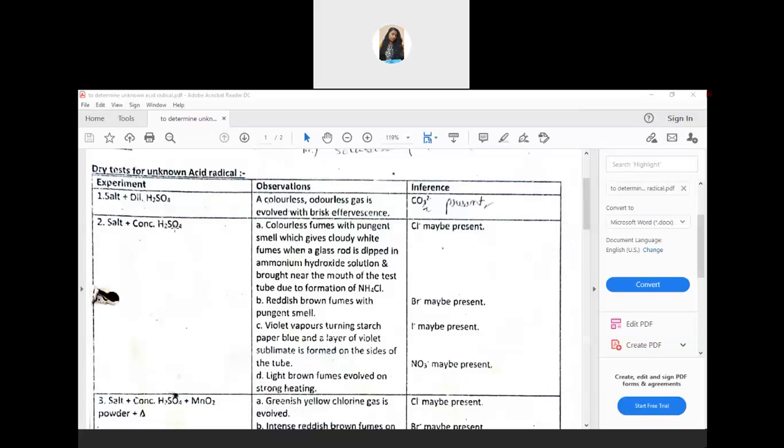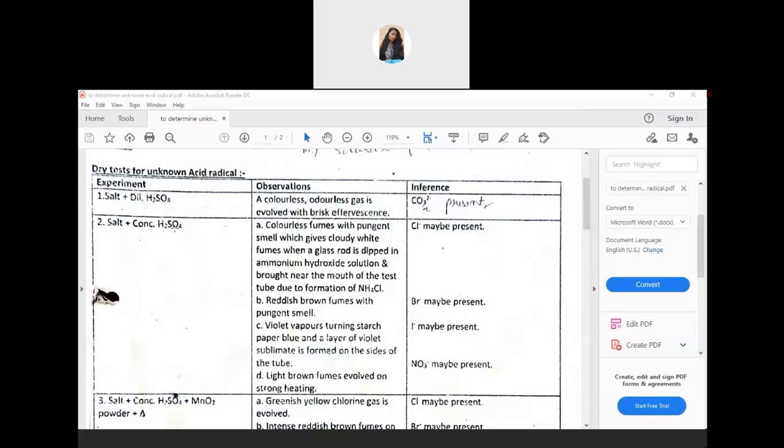If colorless fumes are coming from the test tube, that means chloride may be present. Got it? If reddish brown fumes are coming out from the test tube, that means bromide ion is present. And if violet vapor is coming out, that means iodide ion is present. If light brown fumes are coming out from the test tube, that means nitrite is present. Got it? If colorless fumes are not observed, that means chloride is absent. If reddish brown color is not coming out, that is bromide absent.